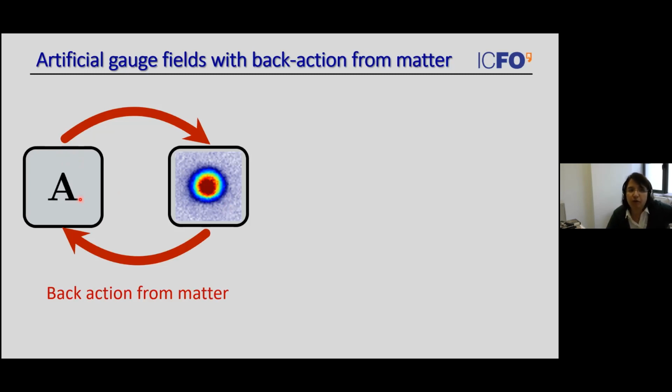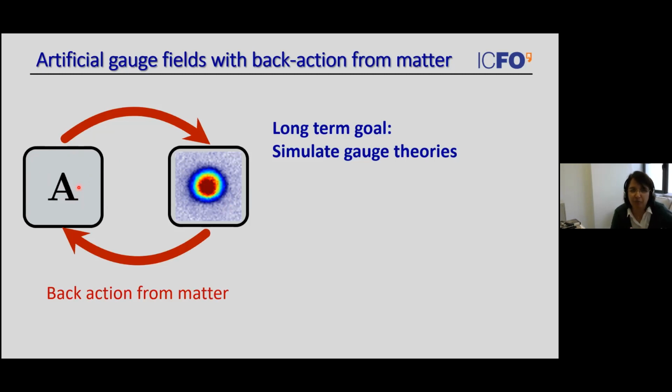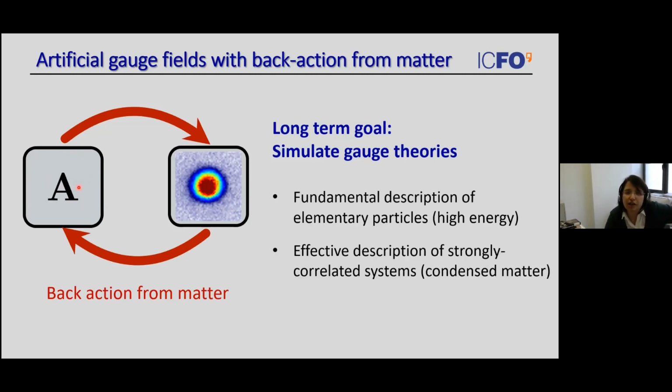And you could wonder, why would I want that? The long-term goal is to simulate gauge theories. That's what you have in nature. You have these gauge fields that are quantum and that are coupled to matter in a given way. And you want to simulate these gauge theories because they are the fundamental description of interactions between elementary particles. That's a high energy physics perspective. So if you could do quantum simulation of these, that would be cool.